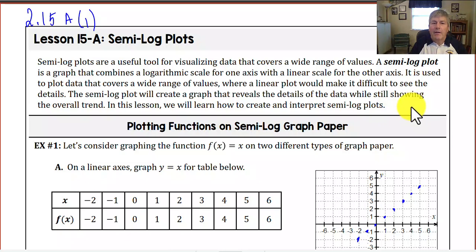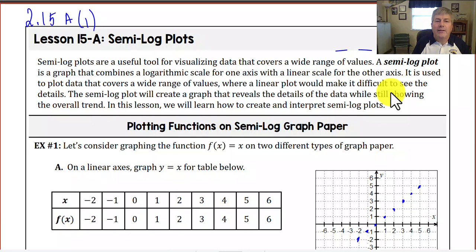Welcome back. The objective of this video is to introduce semilog plots. So we're going to graph equations that have a wide range of values on a logarithmic scale. So semilog, half of it will be on a logarithmic scale, the other half will be on a normal unit scale. So we see here a semilog plot is a graph that combines a logarithmic scale for one axis and a linear scale for the other.